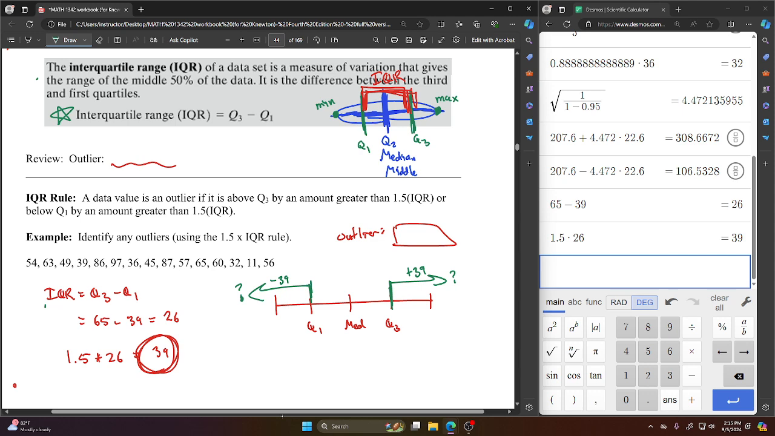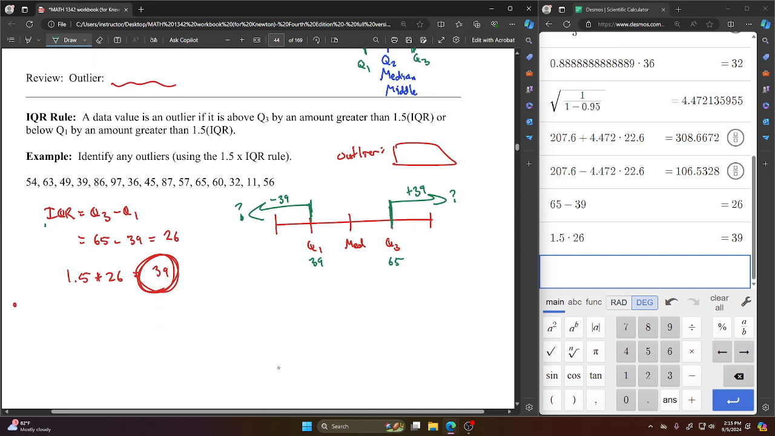But I already have Q1, right? Q1 was the 39, Q3 was the 65, right? So here we go. I'm going to find this value over here, 39, and I'm going to minus 39. That's kind of weird. Did you see how weird that was?